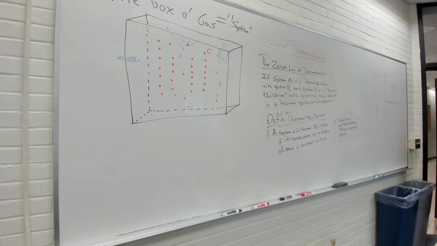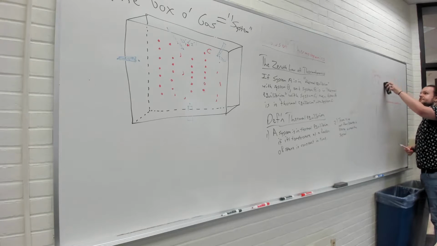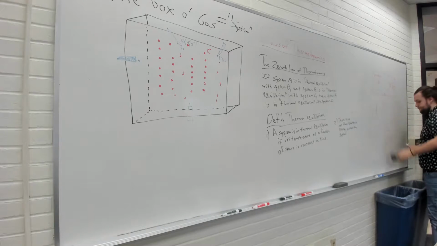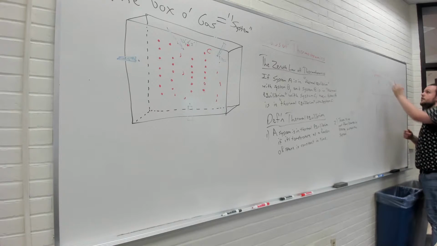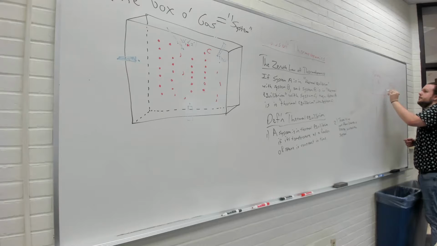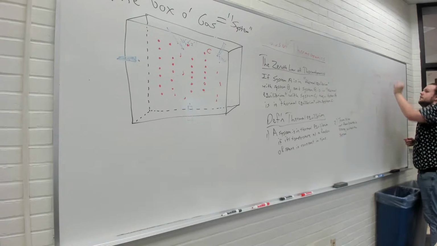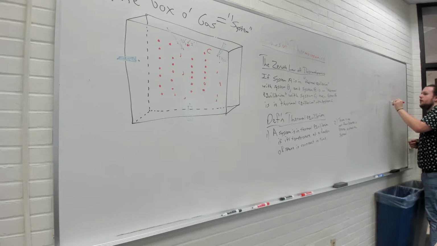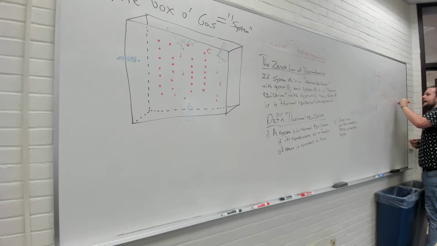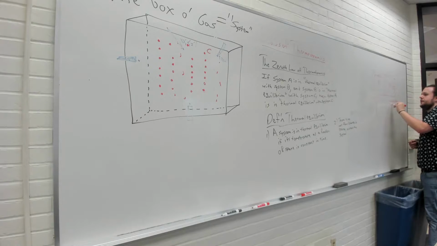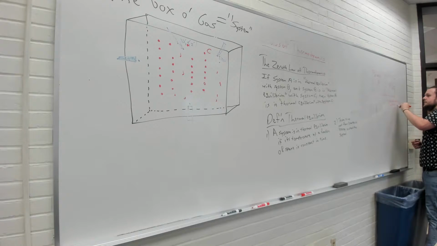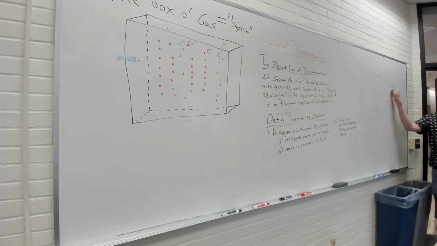Right? So now what's going to happen is I'm going to change this wall. I'm going to still have a wall. I don't know how to draw this. I'm going to draw it like this. That's not really a good way to draw it, I think. Now I'm going to allow a wall that allows transfer of heat, but not atoms. Okay, so atoms can't move from A to B, right? So the moles in A and the moles in B are fixed.